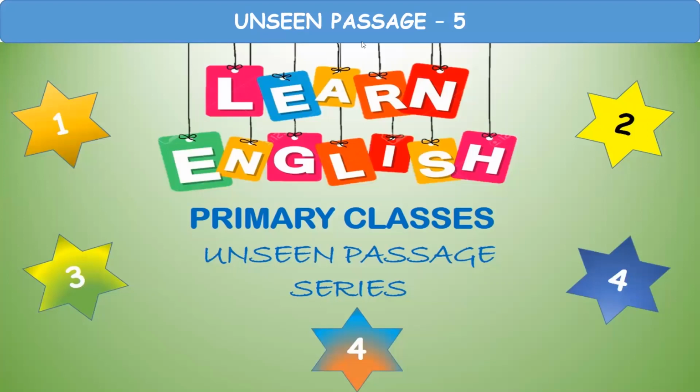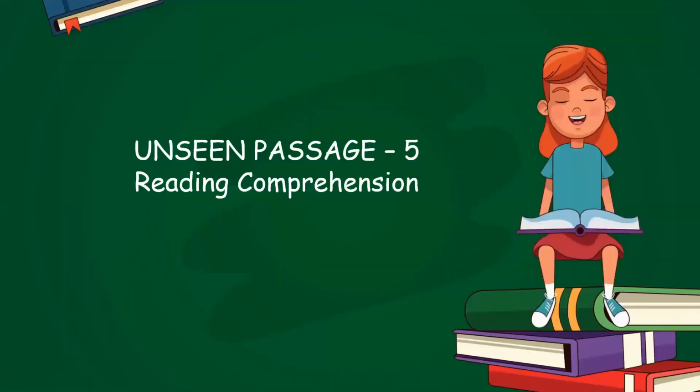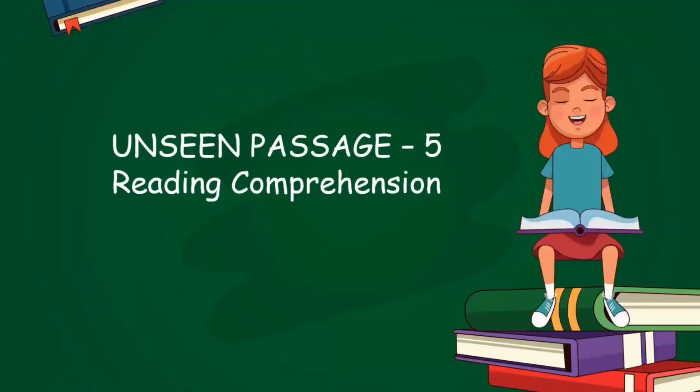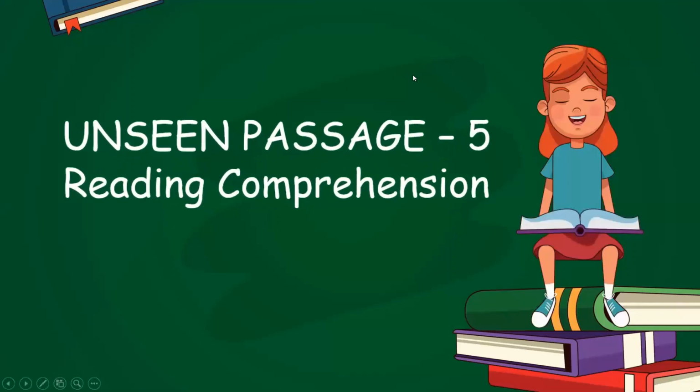Children, we have another unseen passage for you, unseen passage number 5, the next part of the series. Let's see what we have today. Unseen passage 5, reading comprehension. Today we have something very interesting. We are going to study about the different types of forests that are found in India, and also we are going to integrate English through social science.